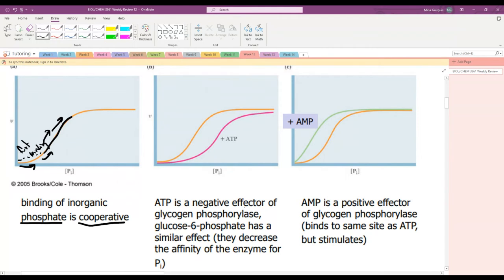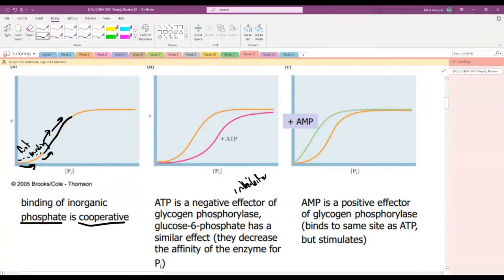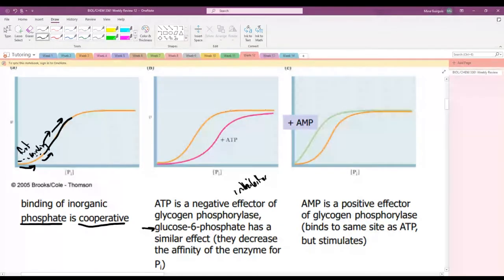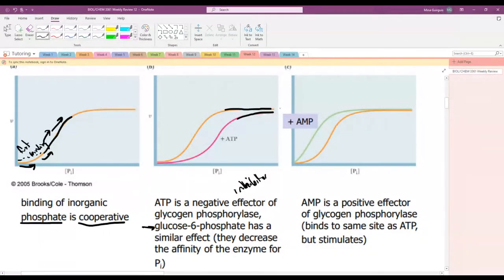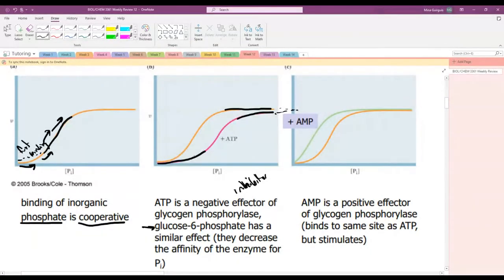All right, ATP is a negative effector or an inhibitor of glycogen phosphorylase, and glucose 6-phosphate has a similar effect, okay? So an inhibitor decreases the affinity of the enzyme for inorganic phosphate. Let's look at the graph and make sure that makes sense because it has been a little while since the enzyme unit. Okay, so we see that the Vmaxes are roughly the same, and actually if this graph kept going, it would end up leveling off to be pretty much exactly the same. The difference is how much longer this ATP curve takes to reach each point.